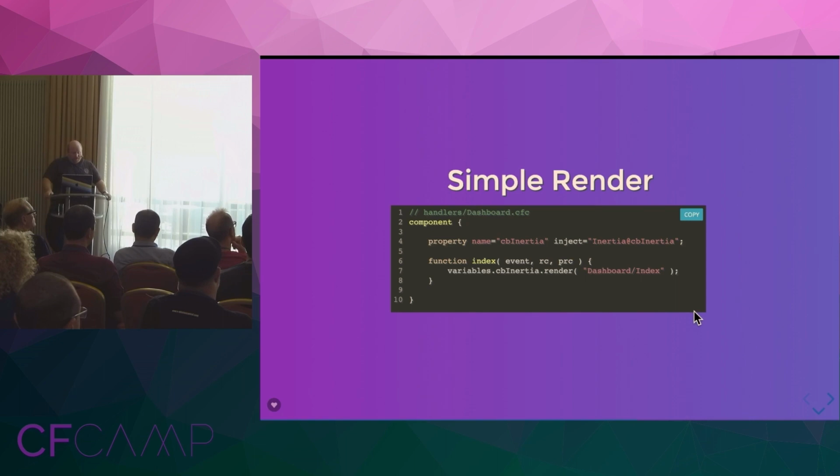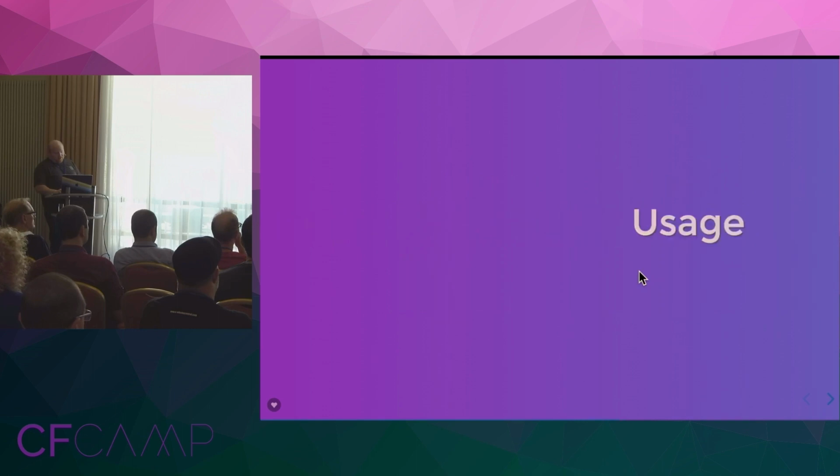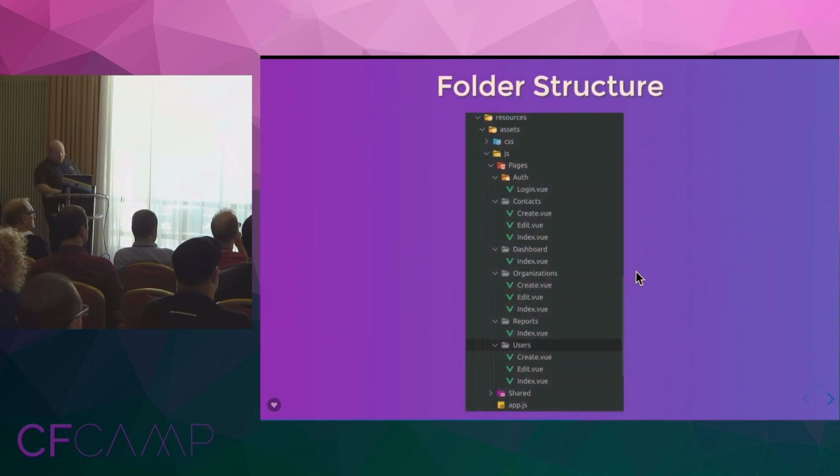So here's how you would simply render a page. And this is a ColdBox handler, so it's going to respond to a route, say something like /dashboard. It calls an index method here. And inside that method, all we want to do is say, show this page. We've injected this CBInertia helper, and we call a render method, and we pass the page name. As we showed before, that dashboard index is going to match our folder structure. Look in the dashboard folder, look for an index.vue file.